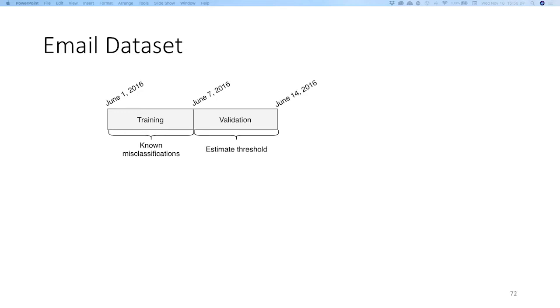So let's see how we use the email data set to train our system and also to evaluate our system. We use the first 7 days of the data set for training. Basically, this forms the known misclassification that is used to form the misclassification block list. Then we use the next 7 days to estimate the threshold. In the example which I showed earlier, the threshold was set to 0.7, and this could vary for different networks. So we use the next 7 days to estimate the right threshold for maximum attack detection and minimum misclassification. And the remaining 16 days, we use to evaluate the performance.